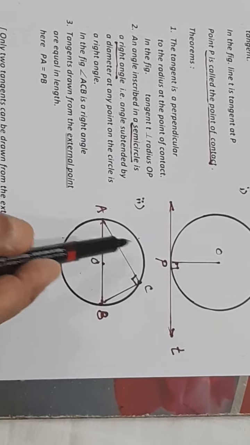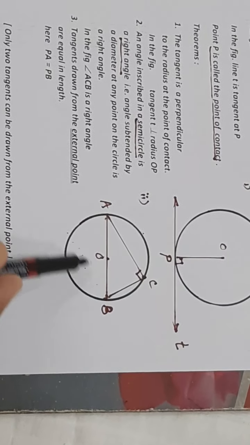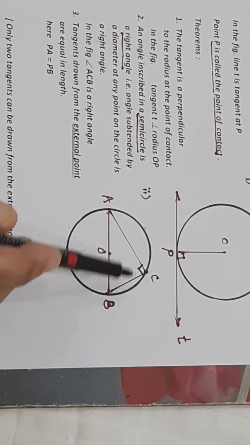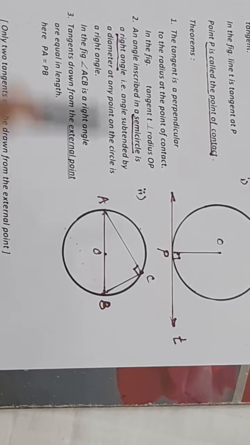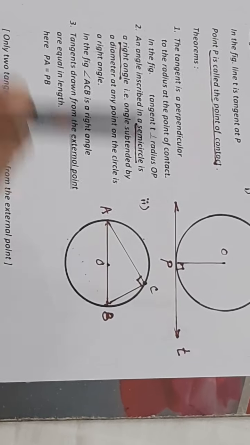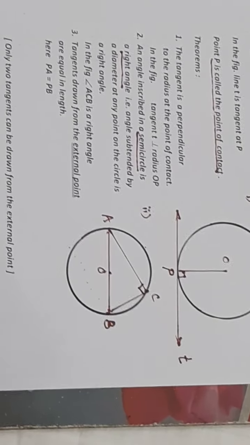Point C is any point. It may be down also in this semicircle. So point C may be anywhere. Diameter always subtends a right angle. This is very important. This property we are going to use for construction of a tangent.